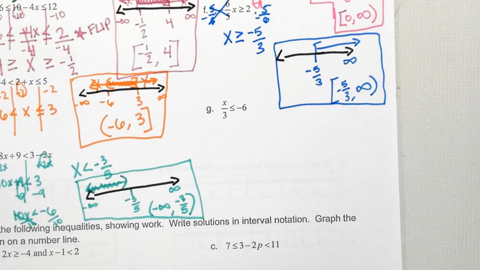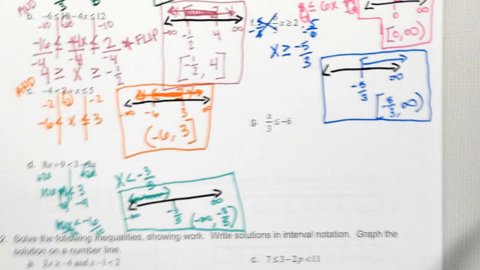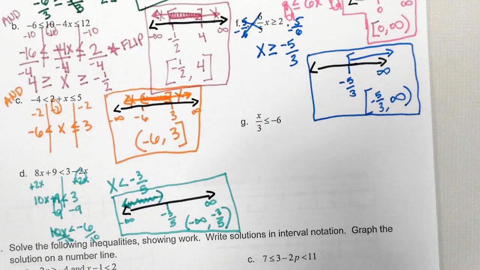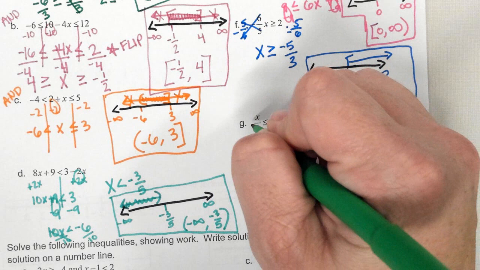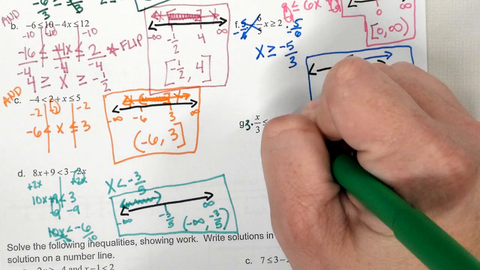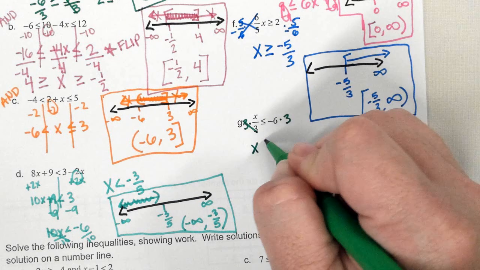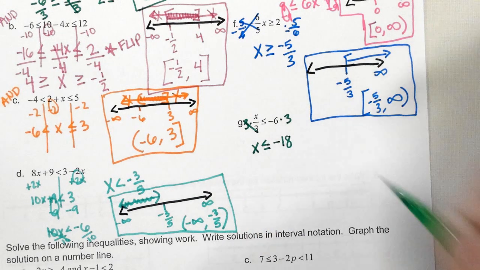Okay, last one in this section. I know it seems like a lot. This one is a little different. But if this is x, what would we say that is? It's a fraction, but what does that represent? Addition, subtraction, multiplication, or division? Division. How do we get rid of divide by 3? Well, we do the opposite, which would be to multiply both sides by 3. That cancels that. We have x is less than or equal to negative 6 times 3, which is just negative 18.